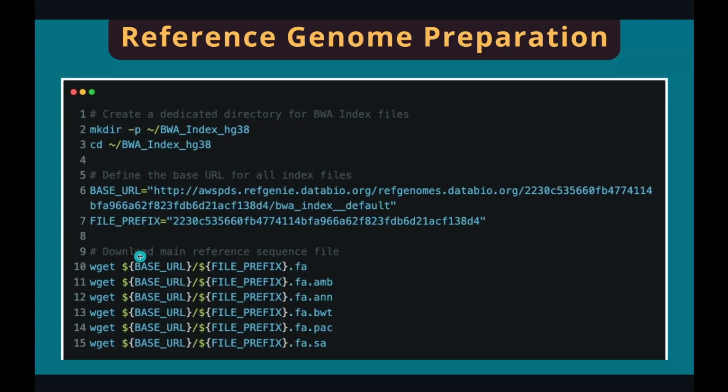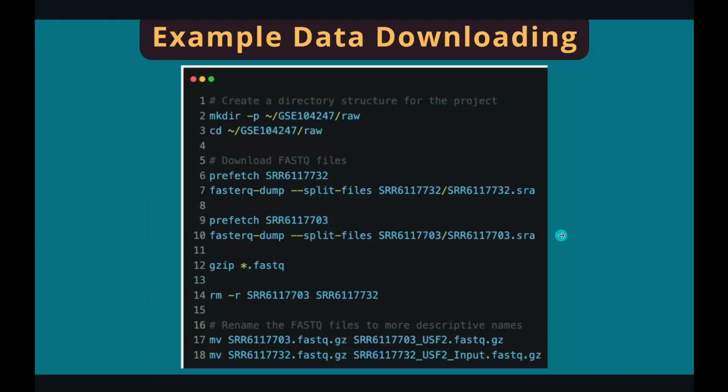we download a file. Our example data are from the NCBI GEO database. Hopefully, you still remember how to download raw data from GEO. We first fetch the SRA file using prefetch, and convert the file into a FASTQ file using fastq-dump. Here we download two samples, one experimental sample and one control sample. We compress the FASTQ files and remove the SRA files to save space. And then we rename the FASTQ files for demonstration purposes.